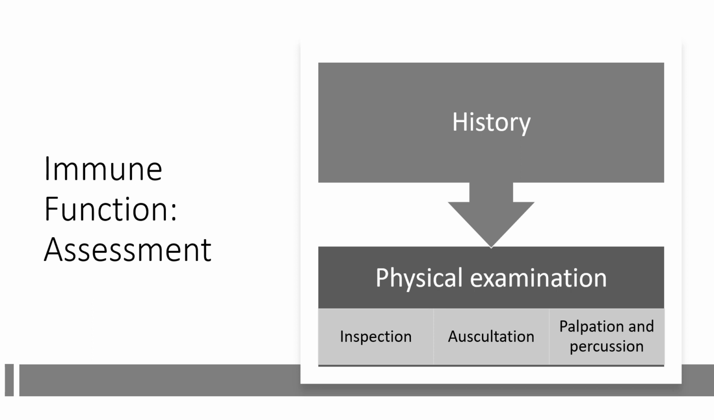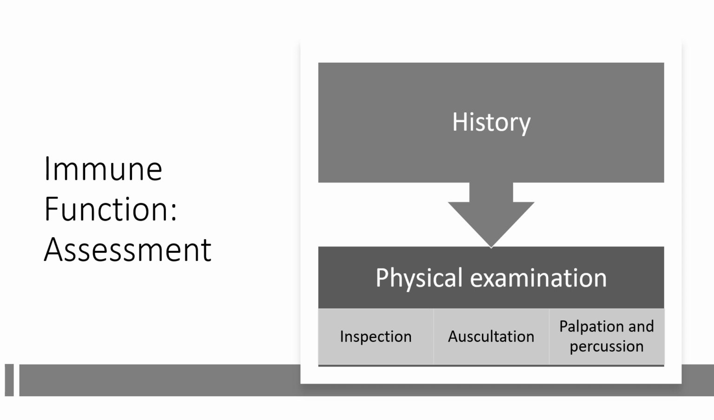Auscultate. Listen to those lungs. Listen for abnormal breath sounds such as crackles, wheezing, rubs, rhonchi. Note any decrease in or absence of breath sounds. Listen to heart sounds. Are they tachycardic? Are they bradycardic? Is their heart rate irregular? Are they having murmurs? Check for bowel sounds. Are they hyperactive, hypoactive? Are they absent?